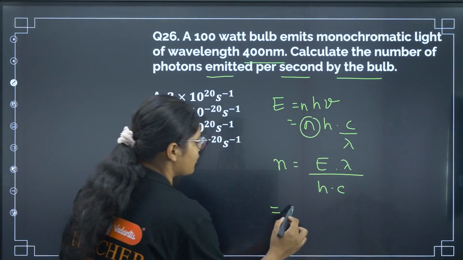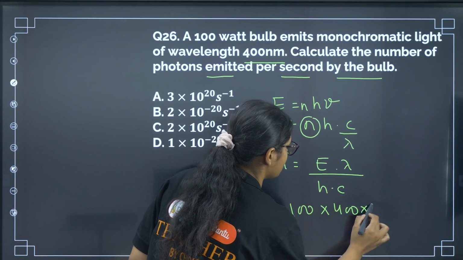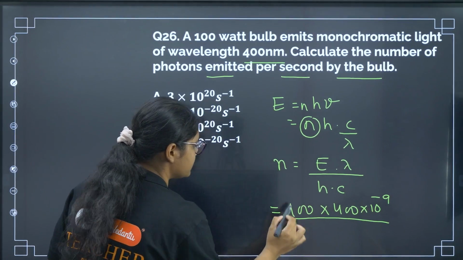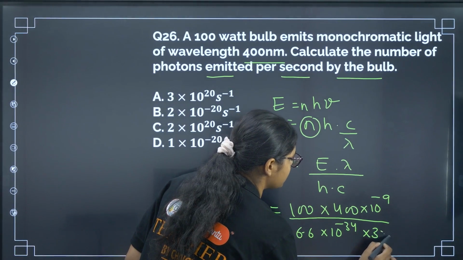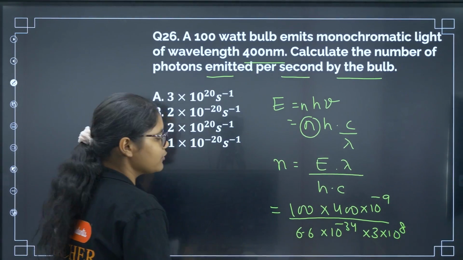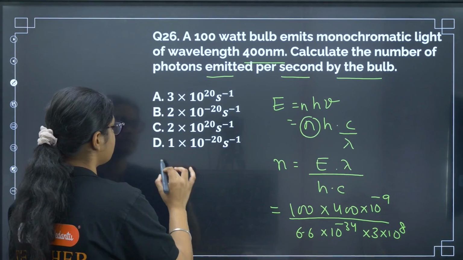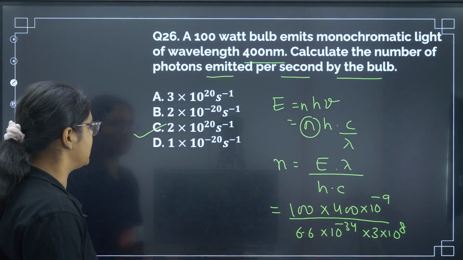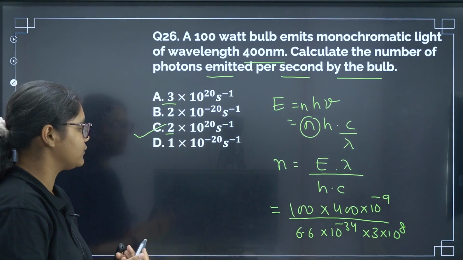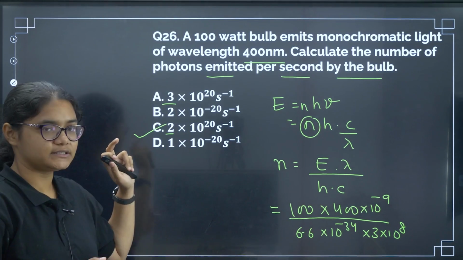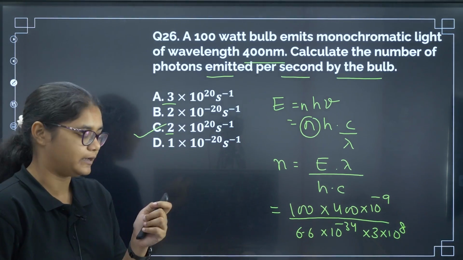Energy given is 100 watt. Then lambda value is 400 nanometer. I can write it in meter. Then h is 6.6 into 10 to the power of minus 34. c is 3 into 10 to the power of 8. So now you can just do the calculation here, a little lengthy calculation. So the answer coming here will be around 2 into 10 to the power of 20. Okay. So options are very near, so you can do the calculation a little carefully. So correct answer for this question is option number C. Check this calculation. If you do not get the answer, you can comment. I'll solve it in detail.